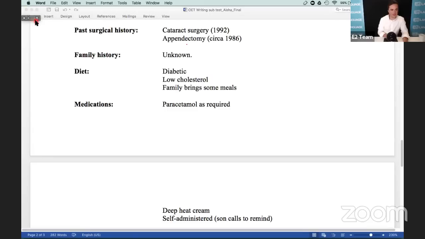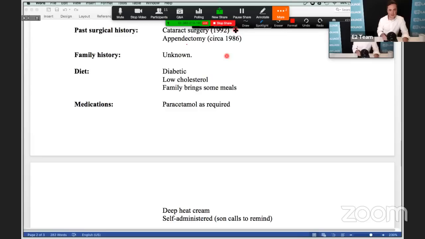Okay, I don't know about you, but this is what I think. I think that the cataract surgery is irrelevant because it happened in 1992. I don't want to trouble Sharon Wilkins with information from 1992. It just doesn't seem relevant. What about the appendectomy? Well, again, no. Family history? No. We don't have any information. It seems irrelevant. The diet seems relevant.